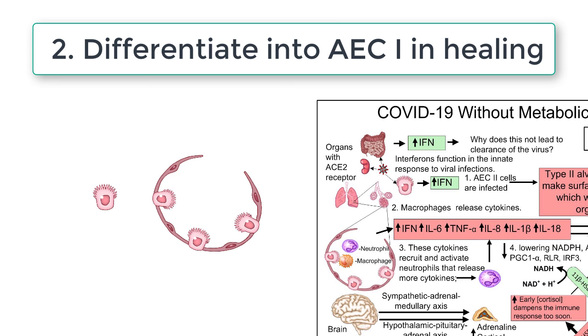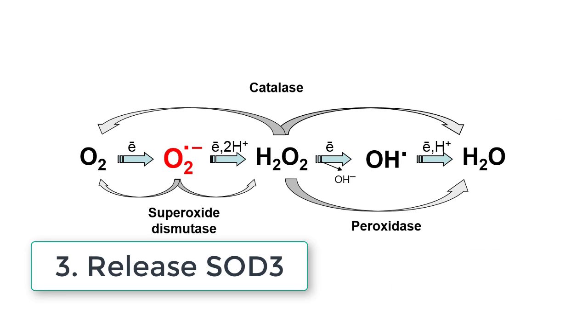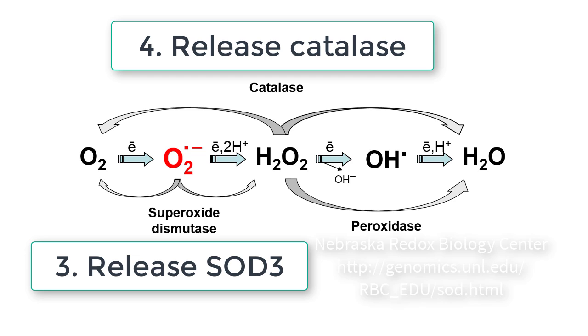As part of the healing process, the AEC I cells will need to be replaced. This requires AEC II cells to divide and differentiate into AEC I cells. A lack of AEC II cells in the alveoli or inability to undergo mitosis and differentiate into AEC I cells would doom the alveoli to being filled with scar tissue. These AEC II cells also produce superoxide dismutase 3 and catalase that are released from the cell. It is worth spending some time on understanding SOD3 and catalase. That will be the topic of the next video.